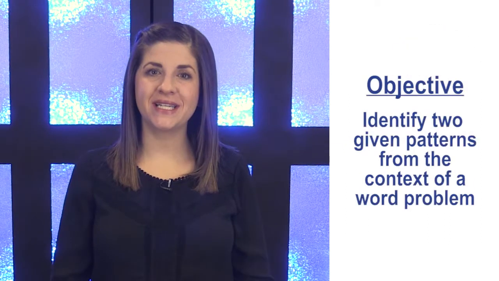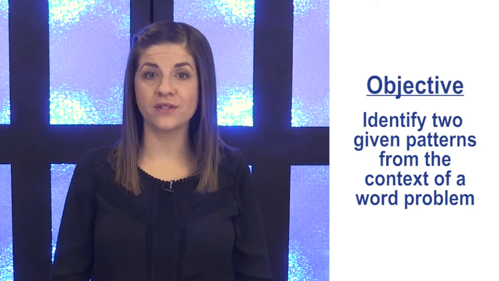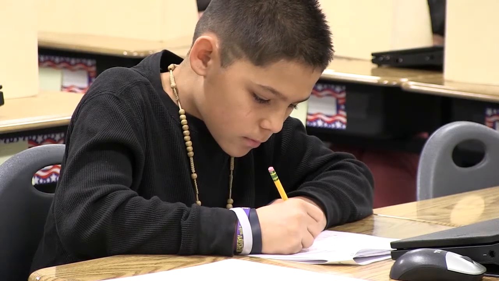The objective of this lesson is to identify two given patterns from the context of a word problem. Students will generate values from the two patterns and graph them on a coordinate grid. This lesson is a task-based lesson, and it is okay for students to struggle a bit.